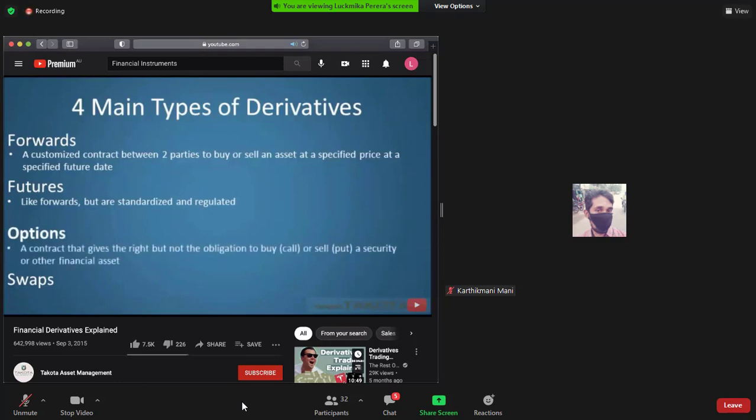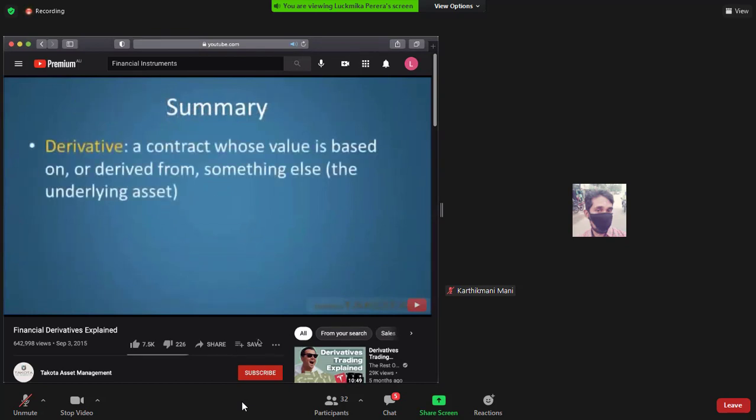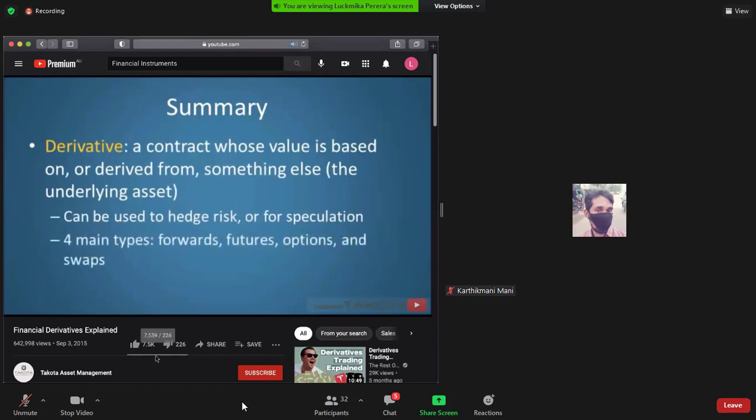An options contract is a contract that gives the right, but not the obligation, to buy, call, or sell, put, a security or other financial asset. Finally, a swap is fairly self-explanatory and refers to the exchange of one security for another based on different factors. So we have seen that derivatives are contracts whose value is based on something else. We have seen that they can be used for either hedging or speculating, and we have briefly touched on the four main types. This brings our overview of financial derivatives to a close.